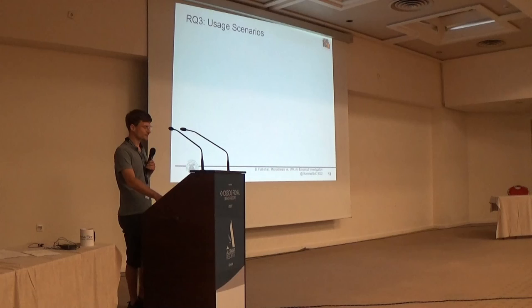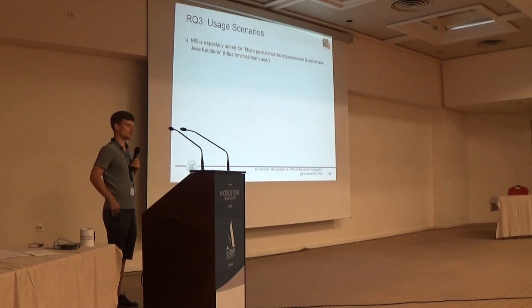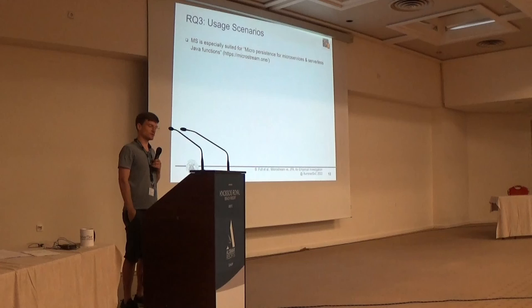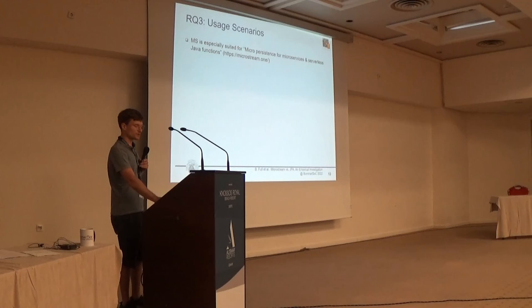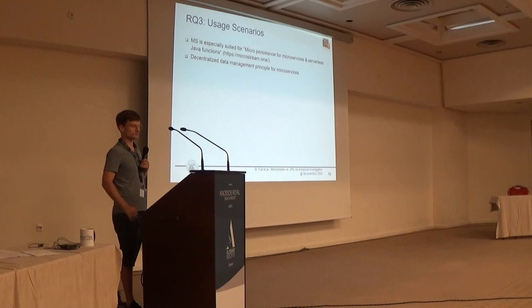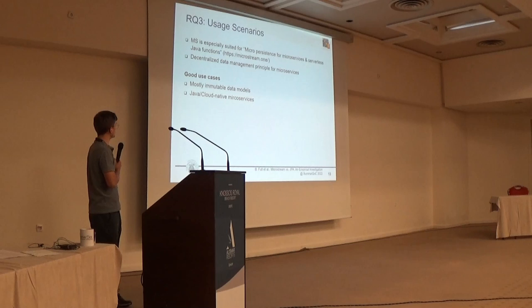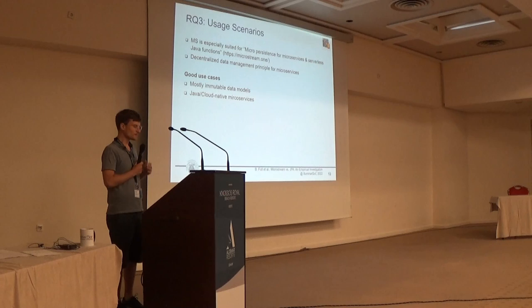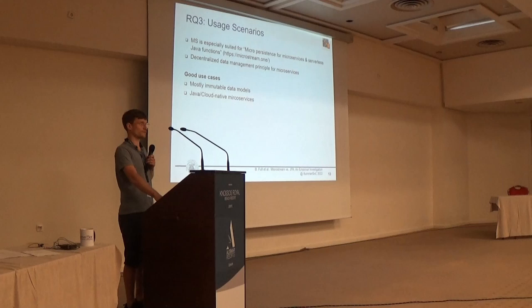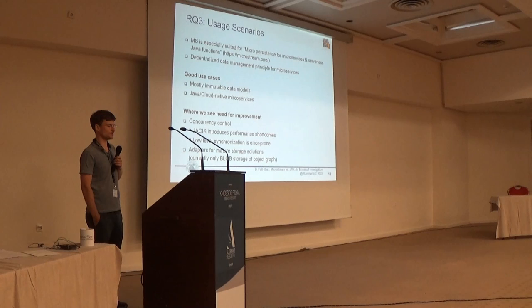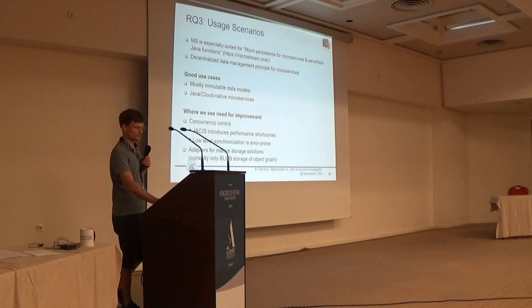At the end, I want to talk a bit about usage scenarios. From the website, they claim that it is the persistent solution for microservice and serverless Java functions. And when looking at microservice principles, I would say that the decentralized data management principle works properly for this storage solution. So good use cases, as already introduced by MicroStream, are immutable data models like their demo application, and probably some use cases for cloud native apps where most of my requests are read-only. Bad use cases are mutable data models. Concurrency control is a big issue. They have no built-in support for that right now. And the tool is still, I think, 5 or 6 years old.